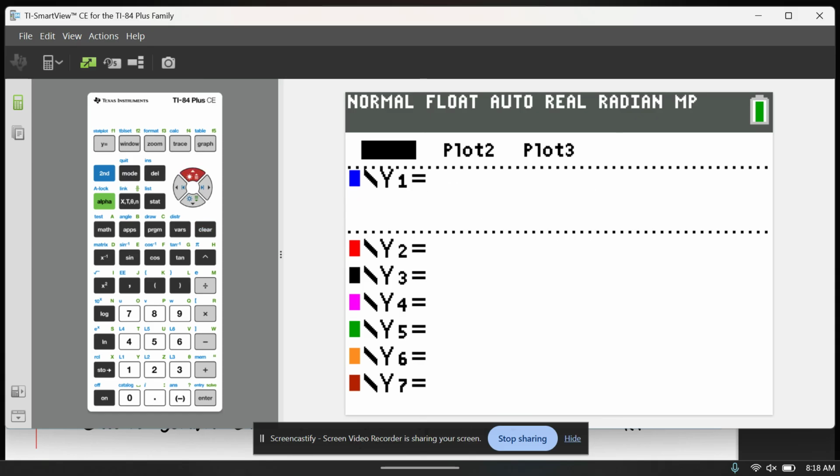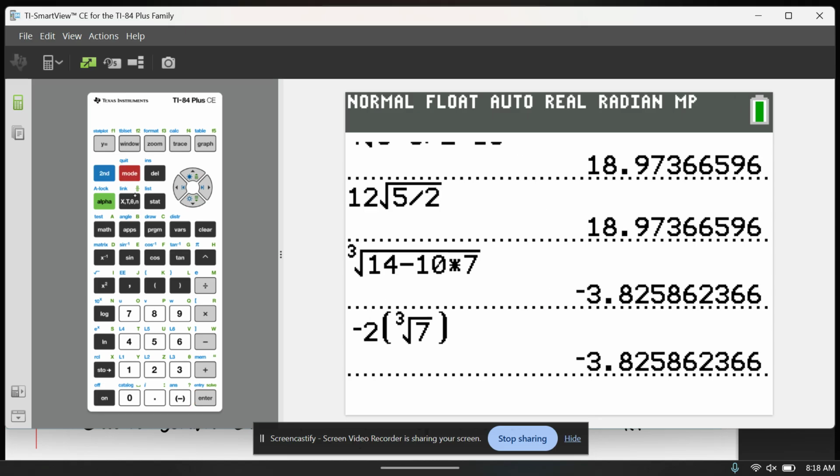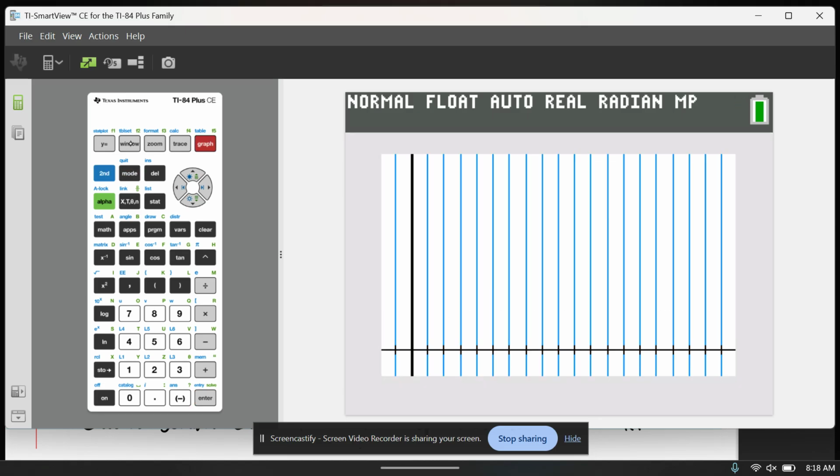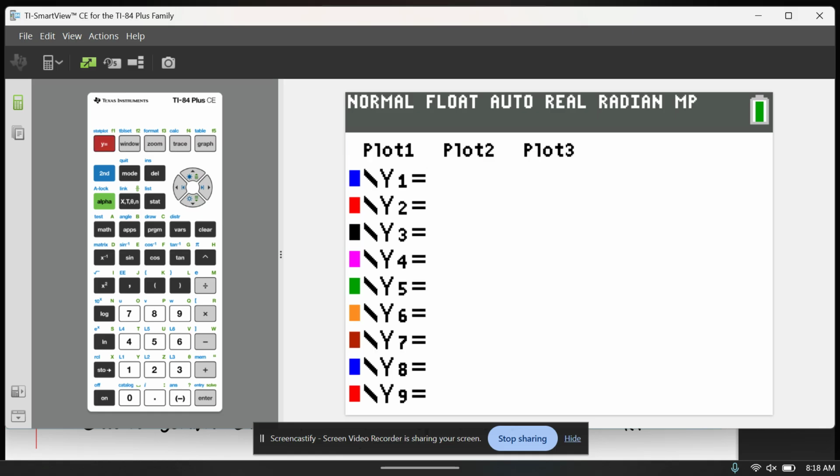Make sure if you got a scatter plot turned on from that you turn that scatter plot off. So you can go to second y equals and make sure all your plots are off, because if you don't have that plot off, it's going to give you an error on your graphing most likely. So I'm going to graph those two equations.